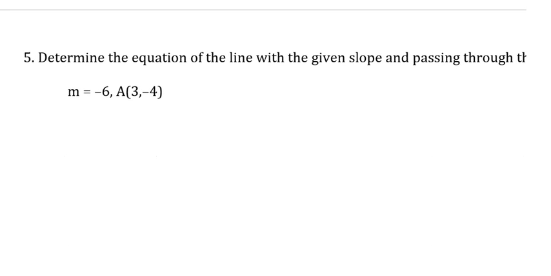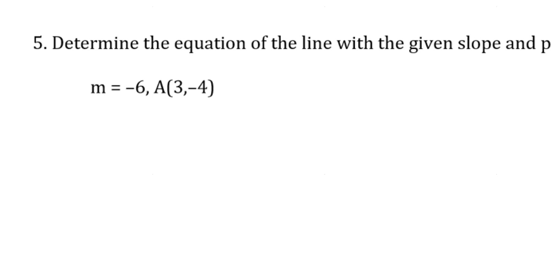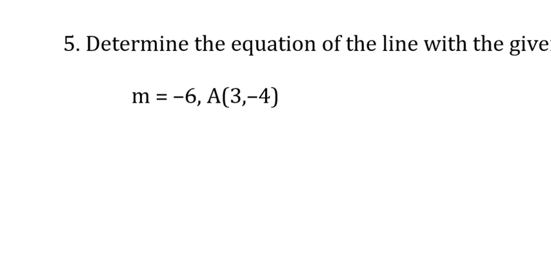So determine the equation of a line with the given slope passing through the given point. So it doesn't give me the y-intercept in this case. It gives me the slope and a point. So these are the big questions of this topic in the course. This one and the next one. You really want to review this stuff. Make sure you've done 1 or 2 examples like this on your own.